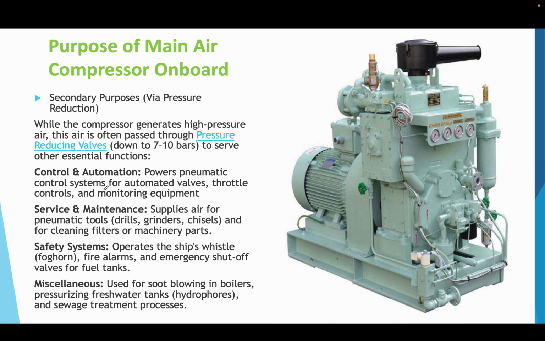First is the control and automation. Second is for various services like whatever maintenance we are doing, for cleaning, for operating the tools, and for cleaning the filter. All that we need this service and maintenance air for. The safety system is basically the quick closing valve, which is operated pneumatically in case of emergency. For that we need 7 bar compressed air. In case of traffic, we use the whistle or fog horn. That horn air is also supplied by this system, and the fire alarm is also raised by this system.